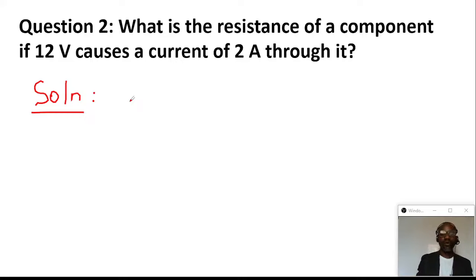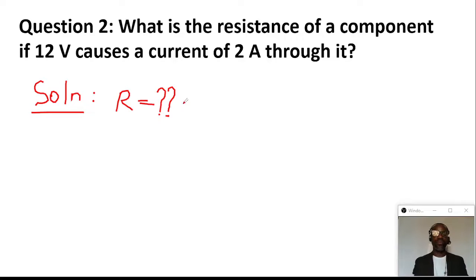Quickly, we have a resistance of a component. We are looking for R. Because there is no R given, we are looking for R. At this point in time, R is unknown. So we are emphasizing that R is unknown by using two question marks.